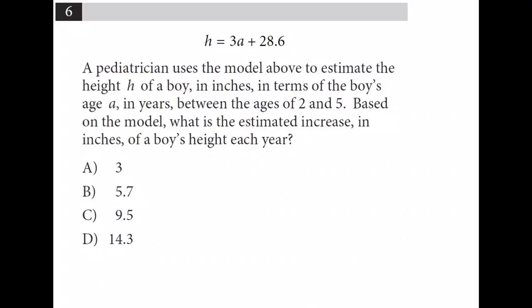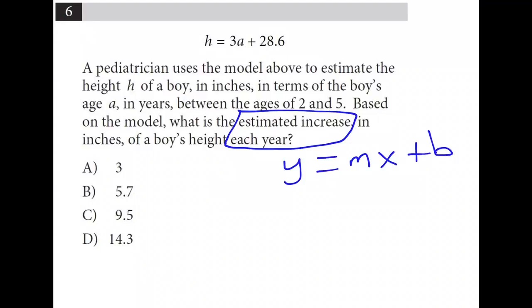If we consider these words, estimated increase each year, and we looked at a model, y is equal to mx plus b, which variable represents an increase each year, do you think? Turns out it's our slope, that is our rate of change. We could identify directly from that 3 is our answer.